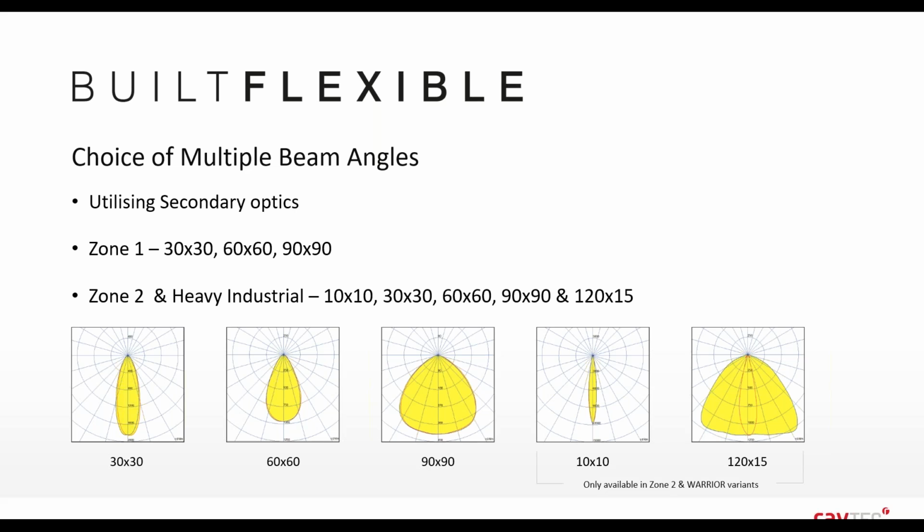So as you can see from the screen, Zone 1 variants offer 3 beam angles. So you've got 30 by 30, 60 by 60, 90 by 90, whereas Zone 2 and heavy industrial variants offer a choice of 5 beam angles. So you've got 10 by 10, 30 by 30, 60 by 60, 90 by 90, and lastly 120 by 15. So having this wide choice of beam patterns allows for large open areas to be effectively lit up.